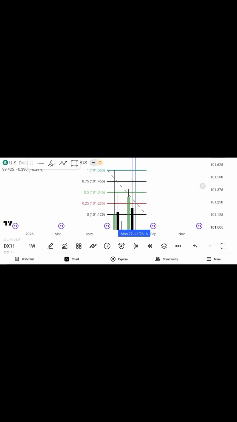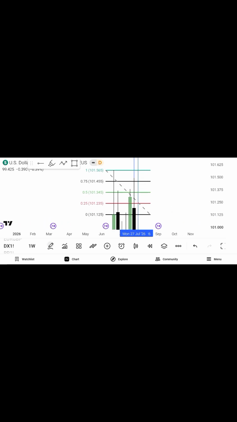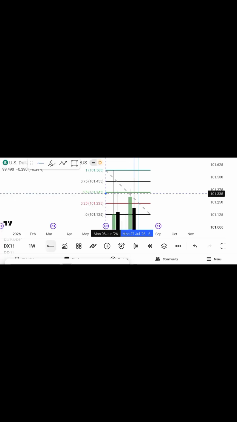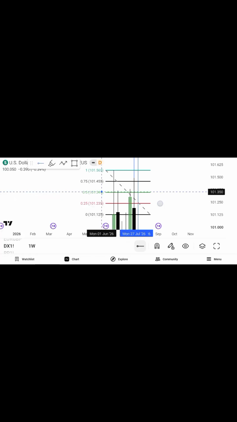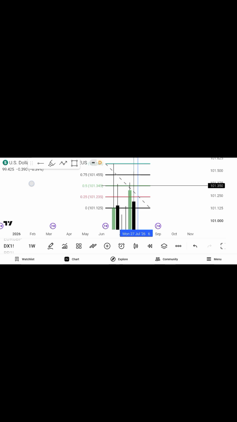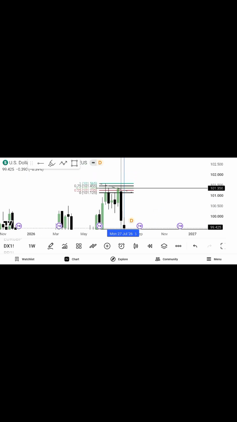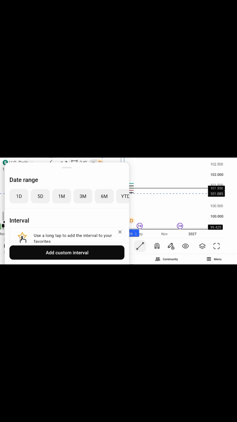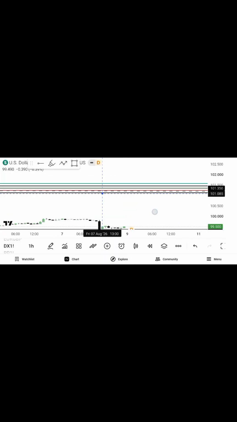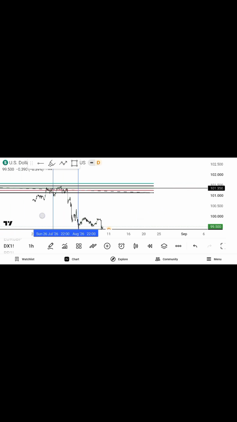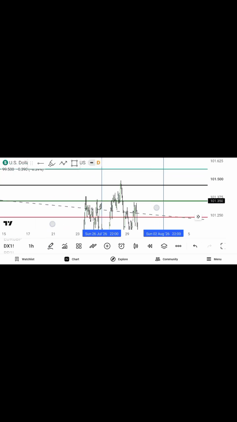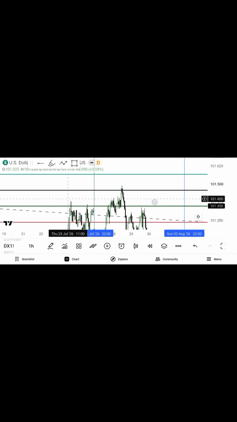So you can clearly see we hit the 50% level of this rejection block. Rejection block 50% has been hit. Now let's go to the 1 hour time frame to have a look at what happened. Remember, I gave you a couple instances. Now what do we do here? Take note. We swept previous week's high.